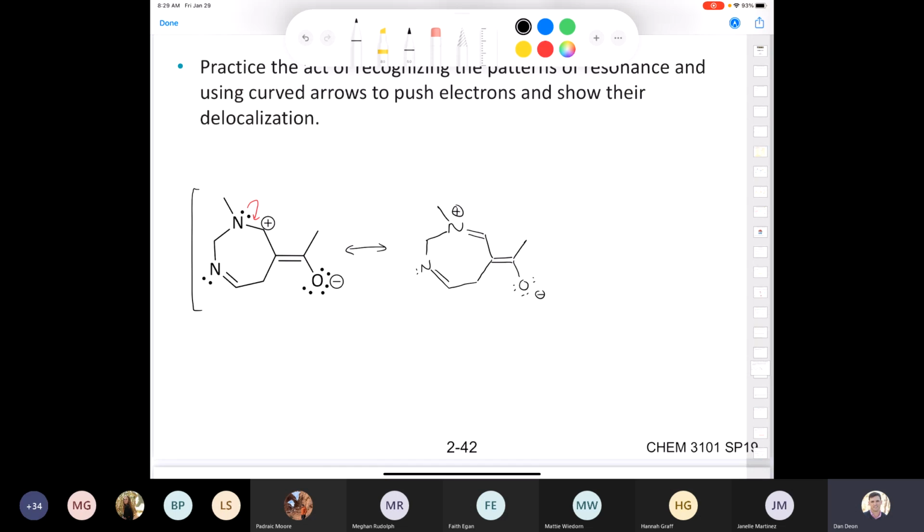Are there any other resonance contributors that we could draw? Well, in the interest of time, look, we have an allylic lone pair right here. Any one of these 3 lone pairs on the oxygen is allylic, because it goes lone pair, single bond, double bond. So we could draw the resonance contributor for an allylic lone pair. We do this and this like that. Let's draw the resonance contributor that we would get.